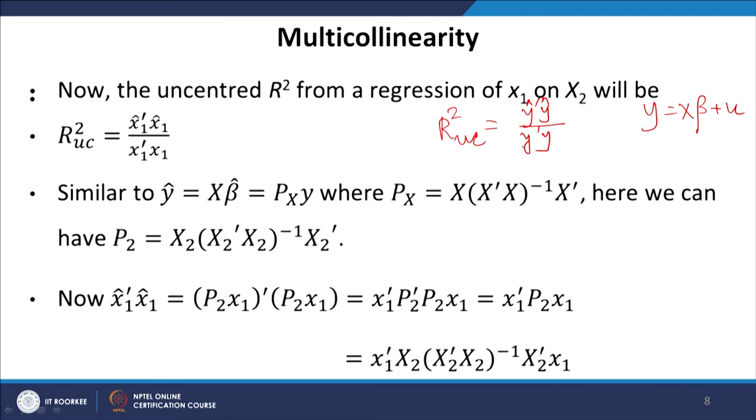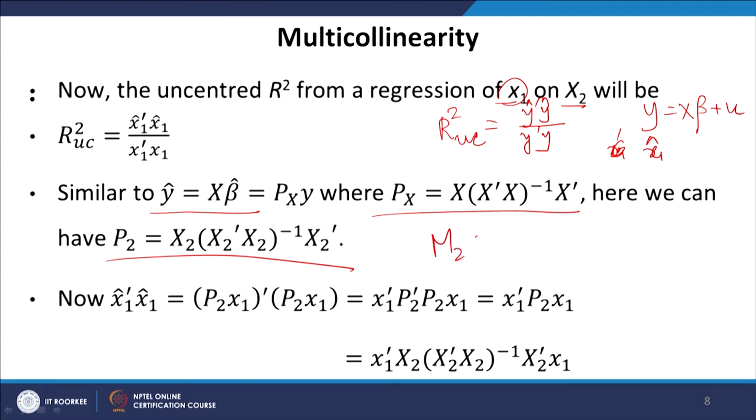In a similar fashion, when we are regressing x1 on x2, our estimated x1 will be denoted by x1 hat. So we have x1 hat prime x1 hat divided by x1 prime x1. Similar to y hat equals x beta hat equals P_x y, where P_x is this, we can have another projection matrix, and that is P2. So M2 is I minus P2, the way M used to be I minus P.